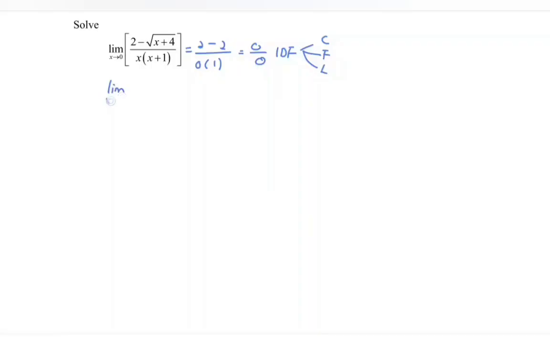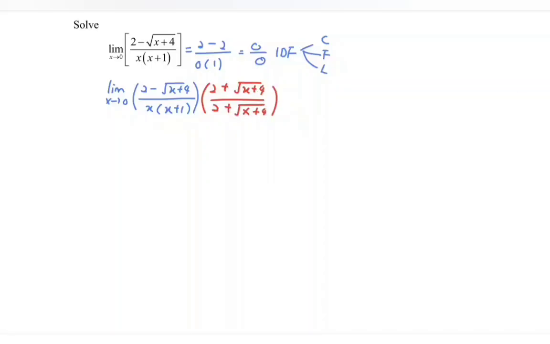So limit as x approaches 0 for the function (2 minus the square root of x plus 4) over x multiplied by (x plus 1). Here we have the conjugate, 2 plus the square root of x plus 4 over 2 plus the square root of x plus 4. So kindly expand the situation. Do remember to only expand one part, which is the numerator. So it refers to (2 minus the square root of x plus 4) multiplied by (2 plus the square root of x plus 4). Here we have to apply the formula a squared minus b squared.